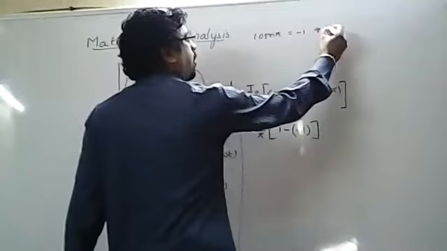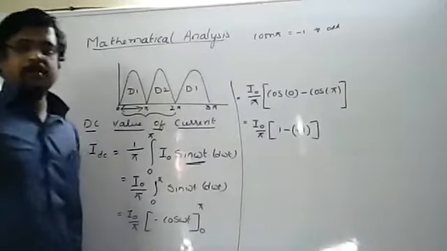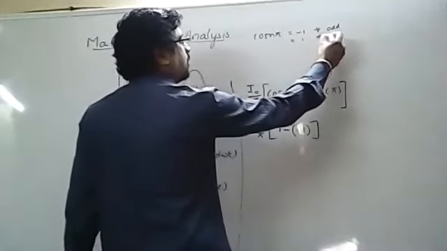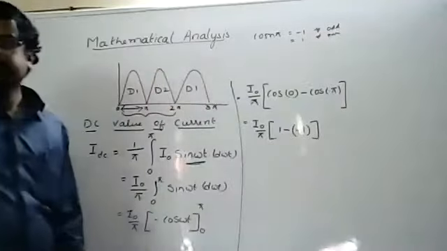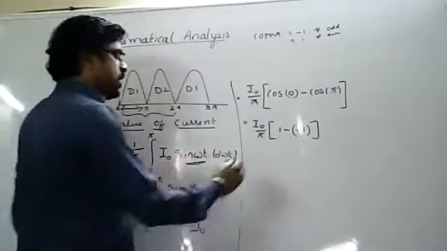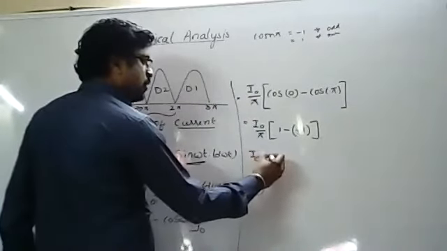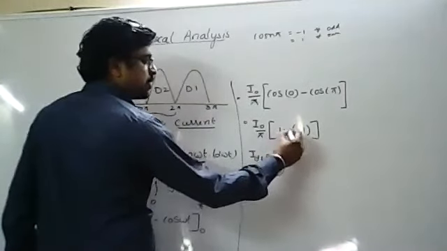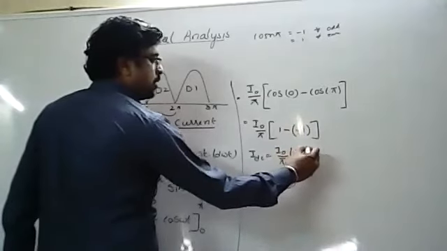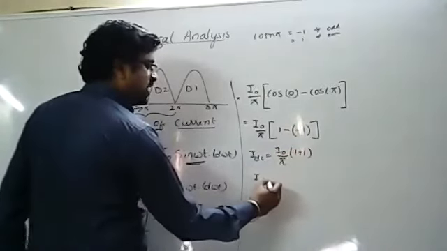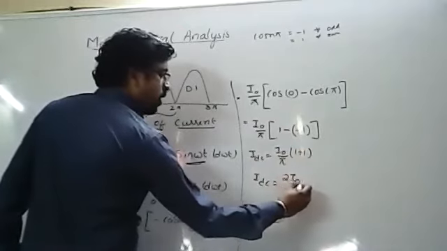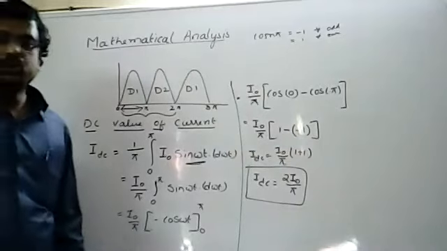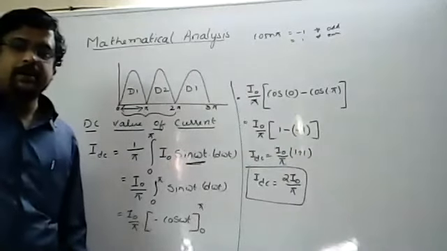Minus 1 for all odd values. For all even values, it will be 1. So minus 1. So I dc is equal to I naught by pi, minus of minus plus 1 plus 1, which is 2. So I dc is equal to 2 I naught by pi.